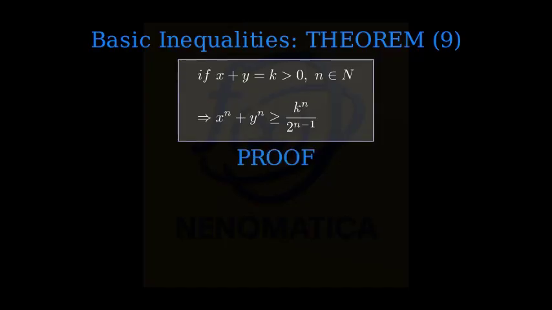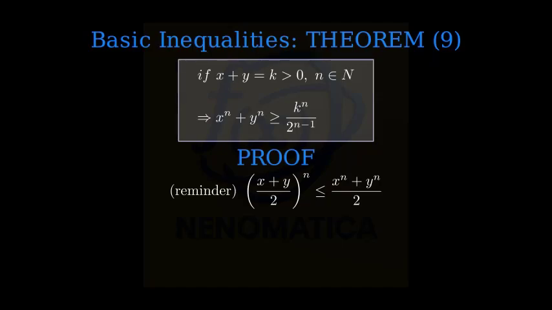Now let's prove this theorem. We'll start with a reminder of a key inequality that will help us. The arithmetic mean power mean inequality states that the quantity x plus y divided by 2 raised to the power of n is less than or equal to the quantity x to the power n plus y to the power n, all divided by 2.